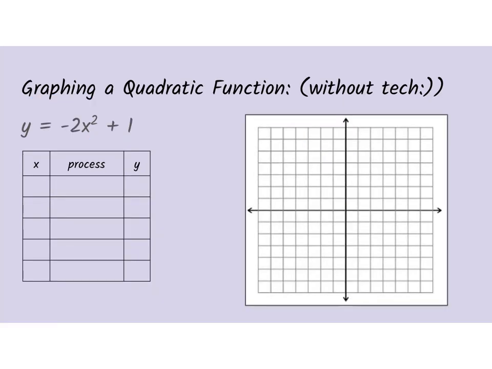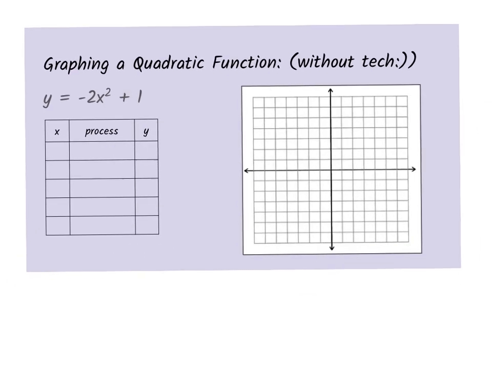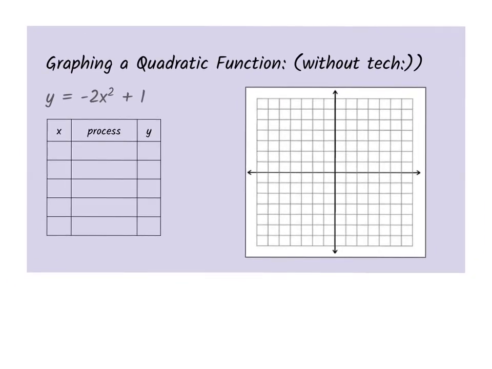All right, try another one. Again, without technology. Negative 2x squared plus 1. I know it's quadratic because I have that x squared term. And again, I'm going to pick negatives, 0, and positives. Negative 2, negative 1, 0, 1, and 2.